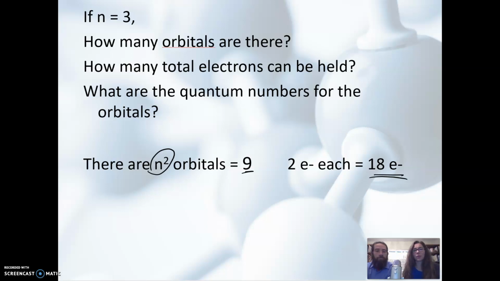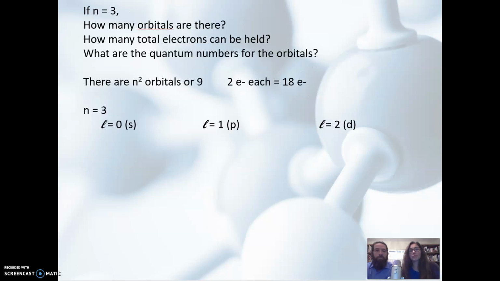But the third one, what are the quantum numbers for each of these orbitals? And we're going to have 3 for each of these orbitals. So let's dissect n equals 3. When n equals 3, L can be 0, 1, 2, up to n minus 1. n minus 1 is 2. So our highest L value is 2.